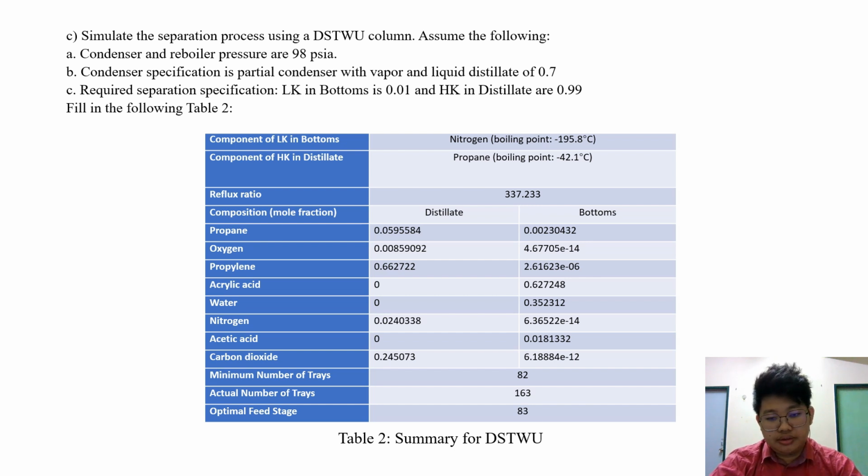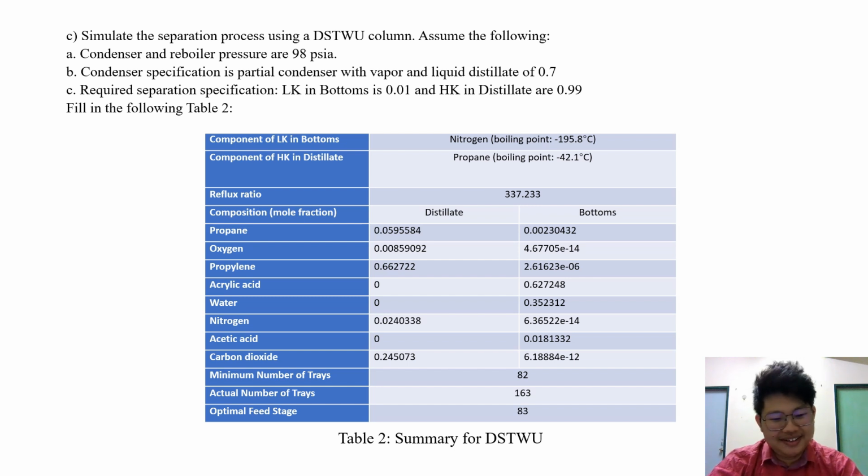So the component that remains at the bottoms, the most light is nitrogen, and remaining in distillate, the most heavy is propane. So the reflux ratio is 337.233. This is overly too high, right? This means bad, it is not efficient. So this is not practical in the real situation. Right? This is a bad simulation result.